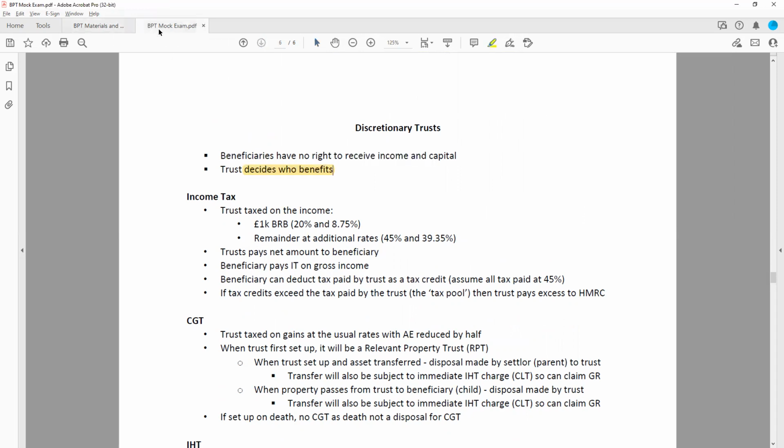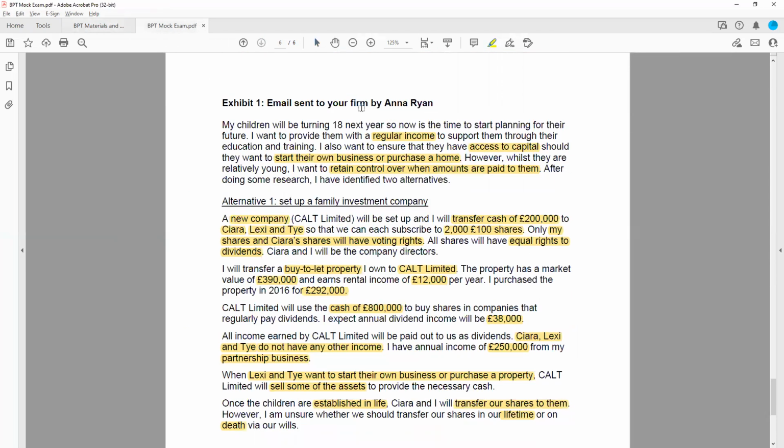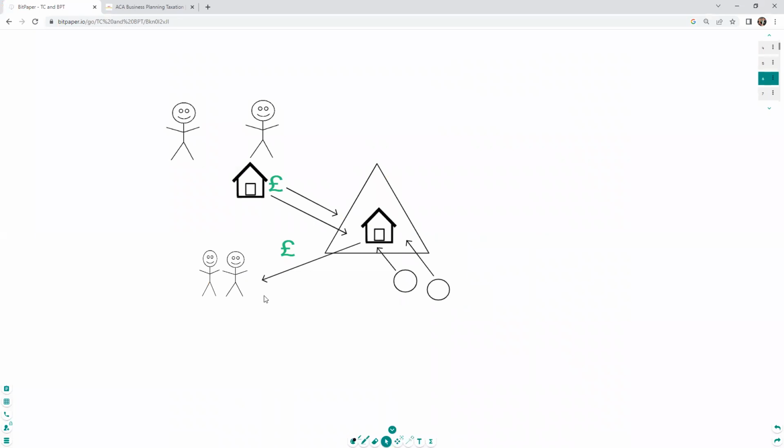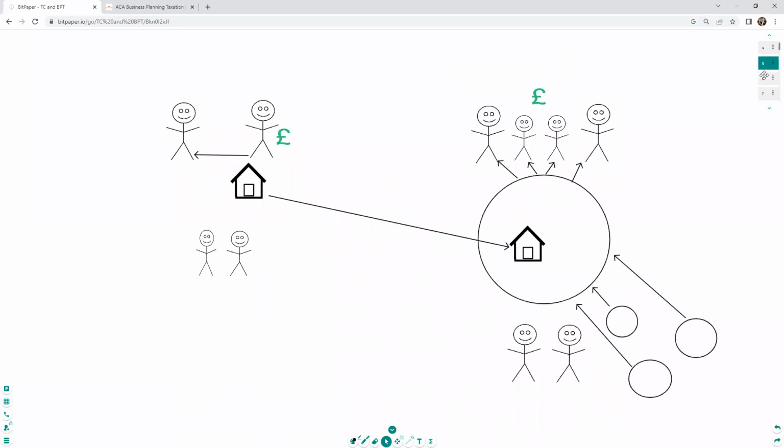And we said that's one of the main considerations here. They want to retain some control over when the amounts are paid out to the children, presumably because they're relatively young children, and they don't want them going out wasting the money or spending it on sports cars and things like that. So that's why they retained control.